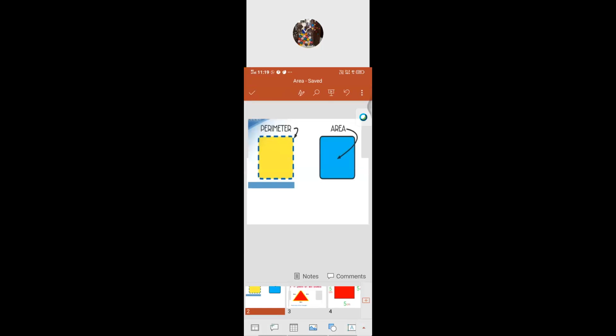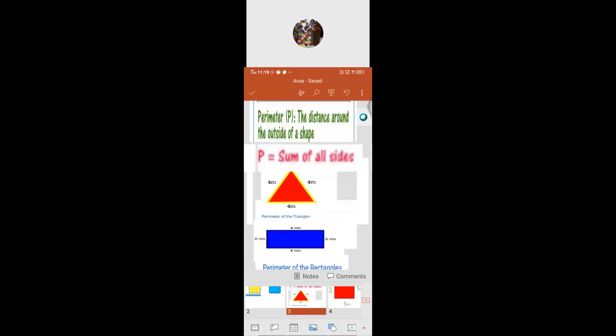The perimeter of a figure is always measured in a single unit. That may be centimeter, meter, kilometer, etc. So how will you calculate the perimeter of that figure? It is the sum of all sides, the sum of all the lengths of a figure. That is known as perimeter.